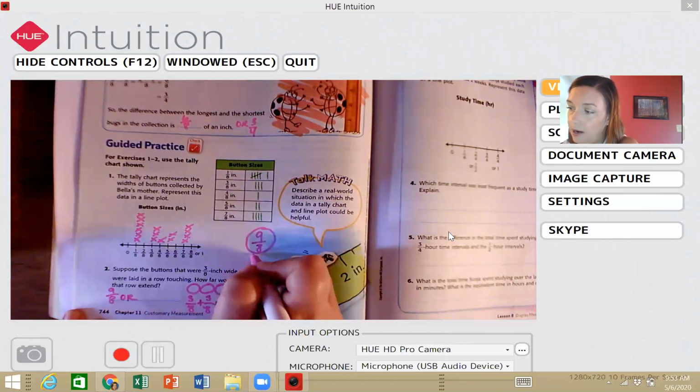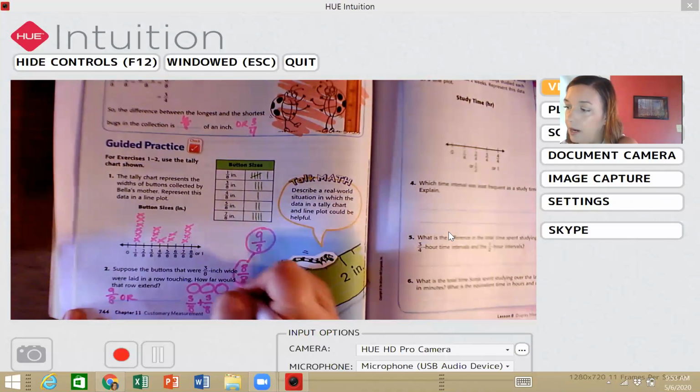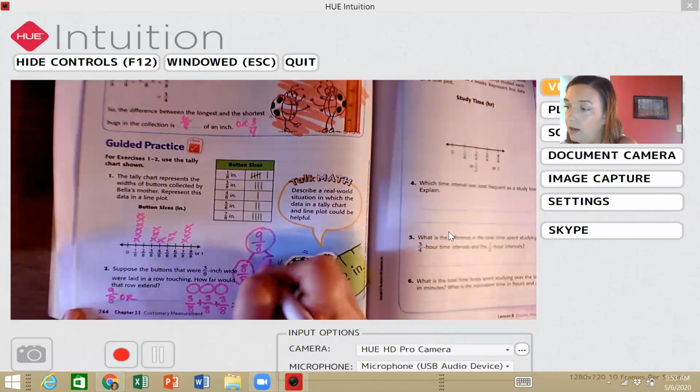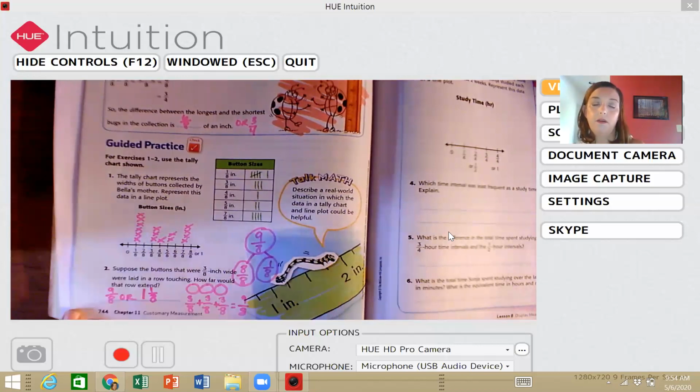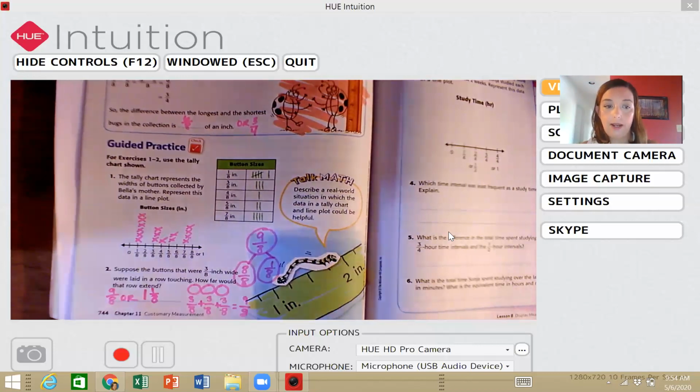If I make my number line, 8/8 would be 1 whole, right? And then I would need 1 more 1/8 to make 9/8, because 8 plus 1 is 9. So that 8/8 is 1 whole plus another 1/8 would give me 9/8 inches.